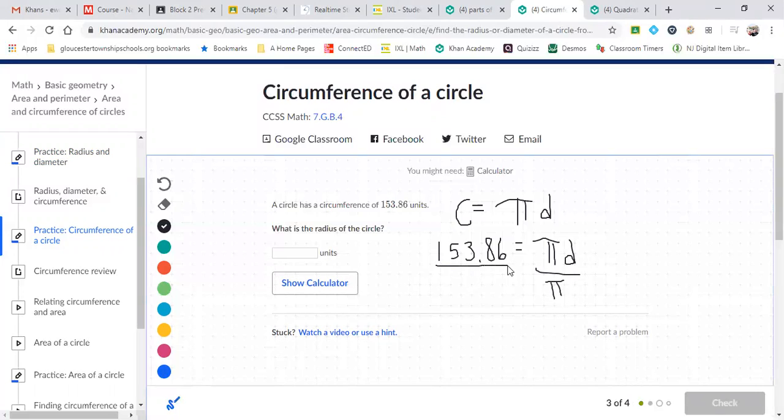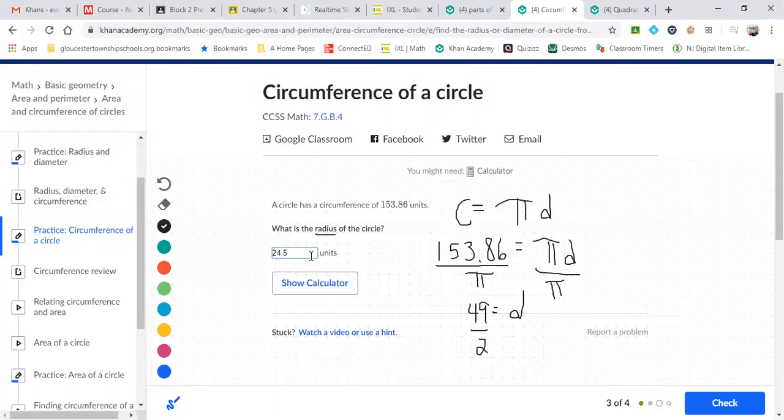I multiplied to get the answer, so I'm going to divide to go backwards. 153.86 divided by 3.14 gives me a diameter of 49. That's my diameter. But I don't want diameter, I want radius. So now I'm going to take that number and divide it by 2. So my radius should be 24.5 units.